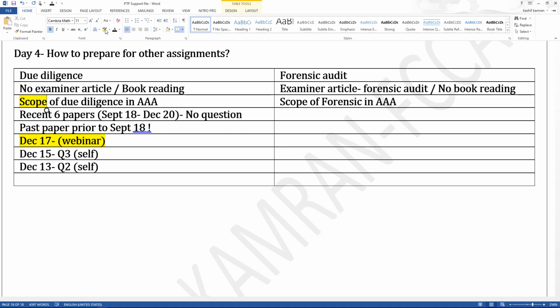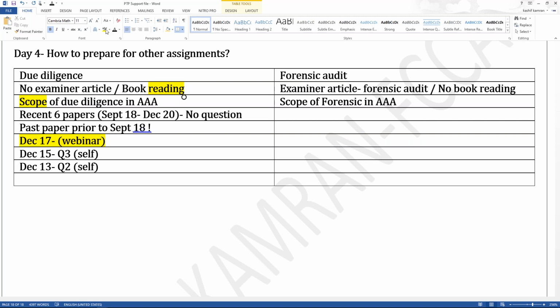So please ensure that when you are reading the book, you should know the scope of due diligence from the past paper. So then book reading will become very, very effective. So is that clear for due diligence? So no articles, a book reading is must. You should know the scope.